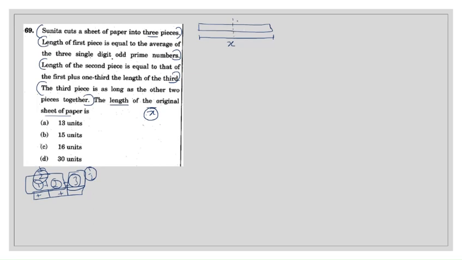This is what it means, which means I can draw a type of symmetrical line here which shows that this whole is the third piece, right? And this is the first plus the second piece, like a plus b. I won't be writing this right now. So that is one inference done.